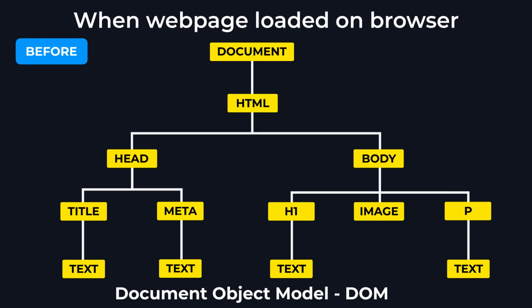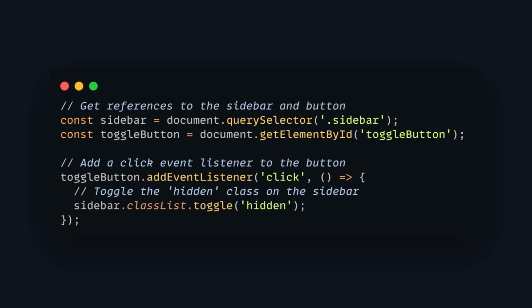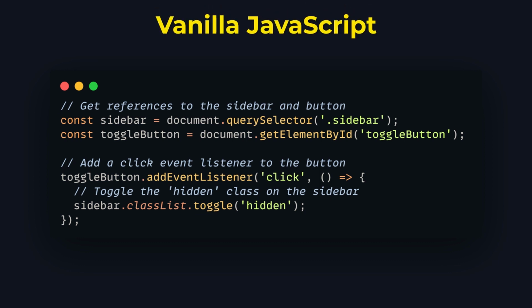Now by using this DOM in JavaScript, we can add various functionality for our application, like hiding the sidebar on button click, handling form inputs, etc. So here is the example of hiding the sidebar on a button click event. This is the code of vanilla JavaScript, which means pure JavaScript code without using any external tools.